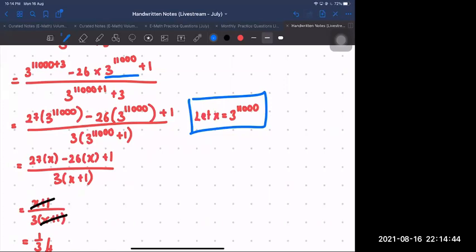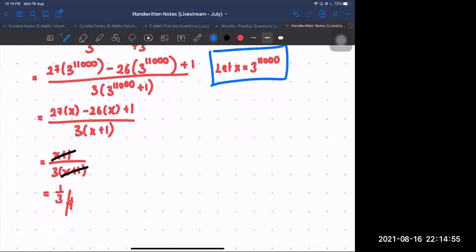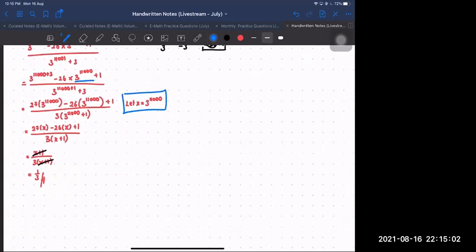So I think this is a very useful tip right now. Like if you cannot see 3 to the power of 11000, you can always replace it with something simple. And with that, you get to reduce the value into something really small and easy to see. Okay, and this is the full solutions for this question.